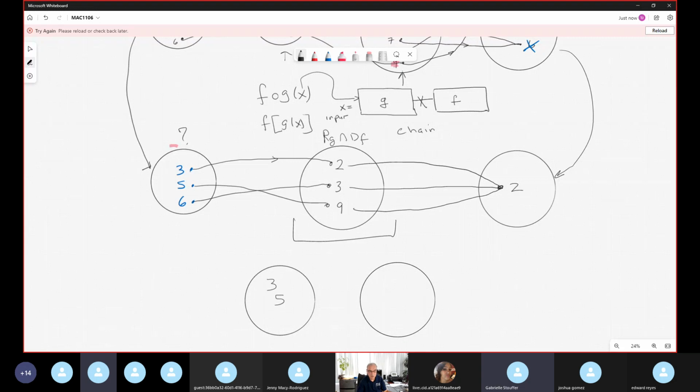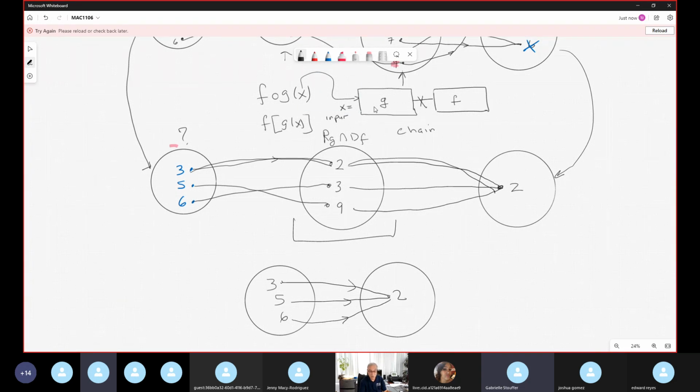3, 5, 6, and 2. And 3 is automatically associated with the 2. Look at this path. 5 is associated with 3 and 2. Again, that path. And 6 is associated with the 3. No, this is 9, the intermediate value. 5 is associated with the 9, associated with the 2. And 6 is associated with the 3, and 2 associated with the 2.